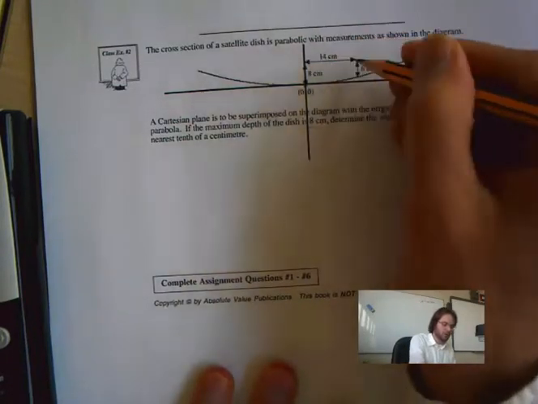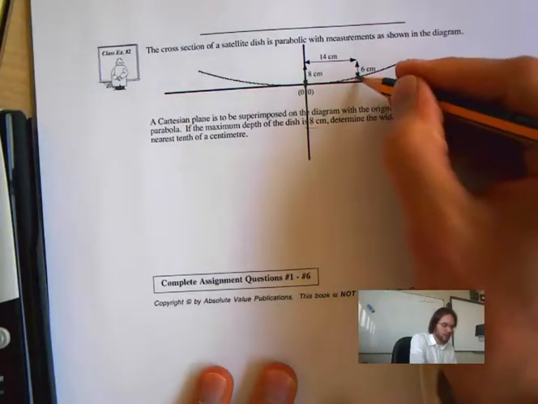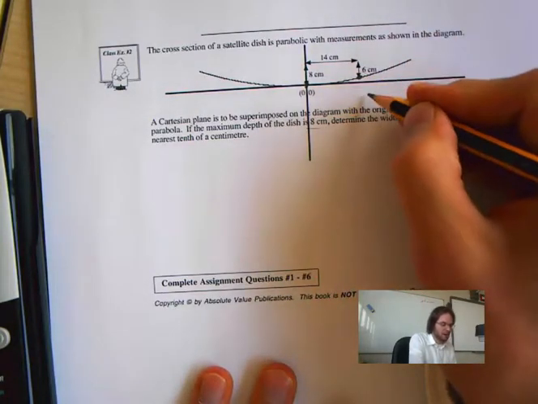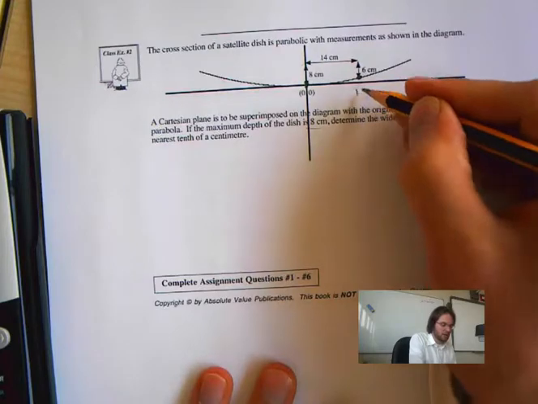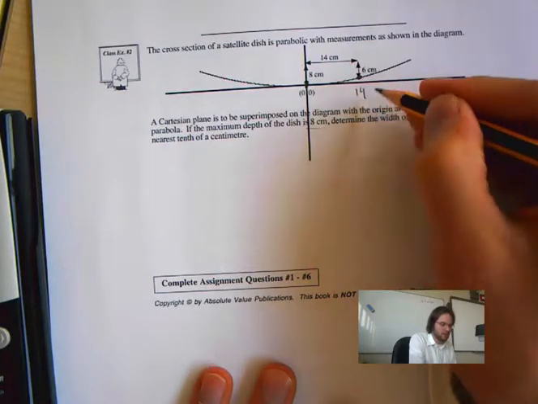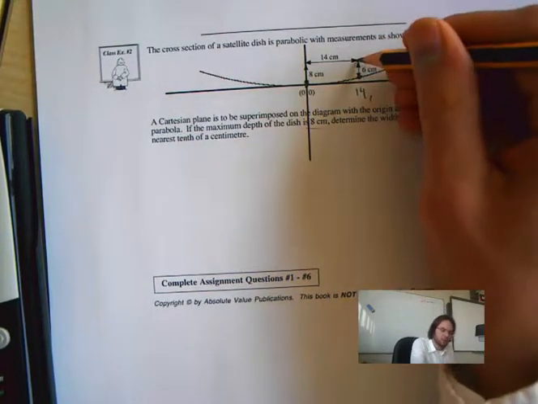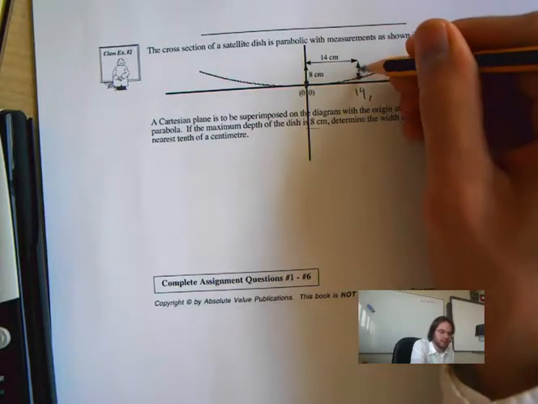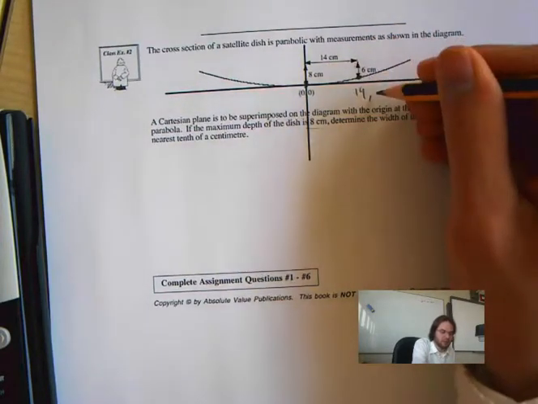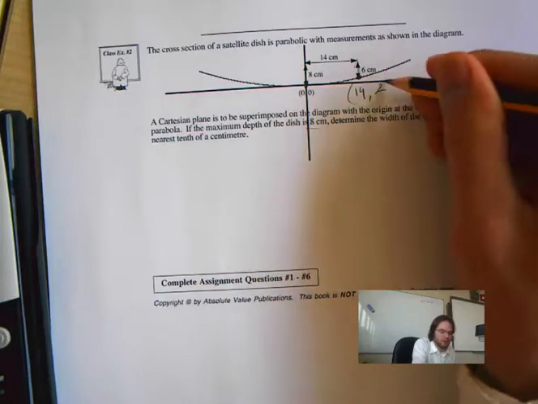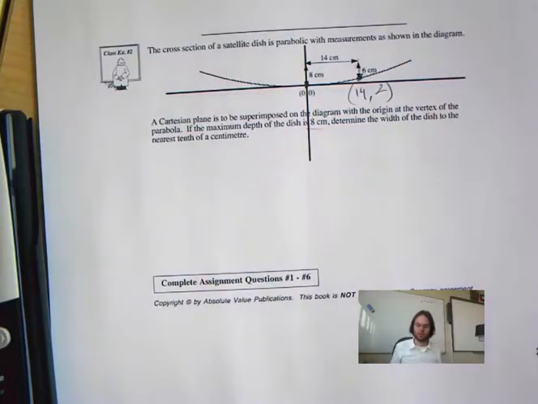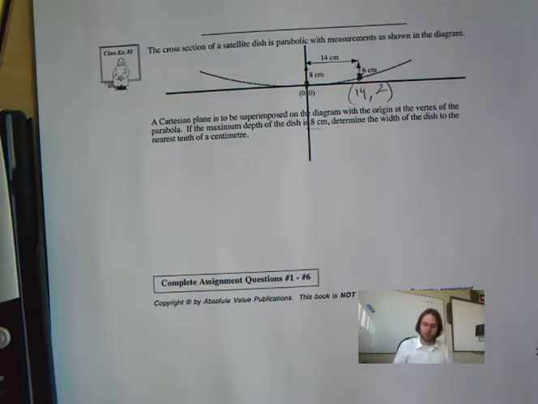And we also know it's 14, it's there. So this point here is 14, comma. Now, this isn't quite 6, this isn't 6 high. If this is 8, this is 14, comma 2. So that is this point. That's a point we know. And we know my vertex.